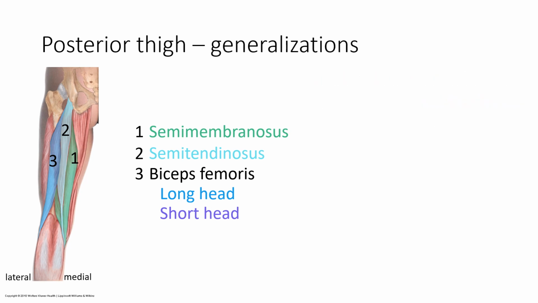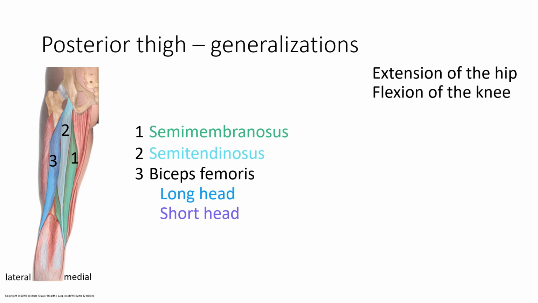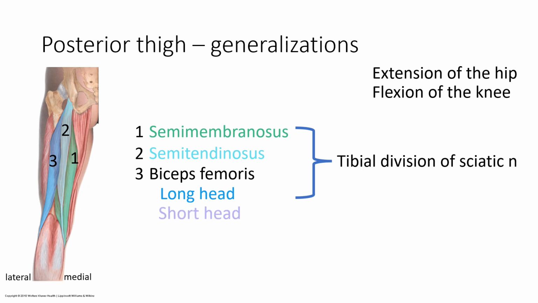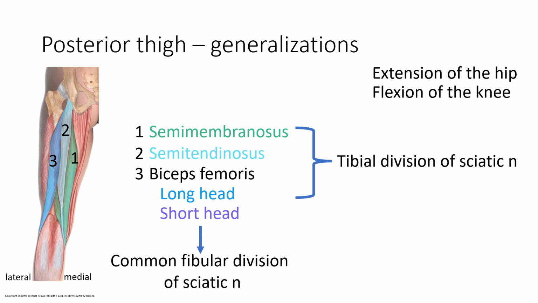Talk about some generalizations about the posterior thigh compartment. All of these muscles do extension of the hip and flexion of the knee. For these first three muscles, the semimembranosus, semitendinosus, and the long head of the biceps femoris, they're innervated by the tibial division of the sciatic nerve. The short head of the biceps femoris is special in that it is innervated by the common fibular division of the sciatic nerve.